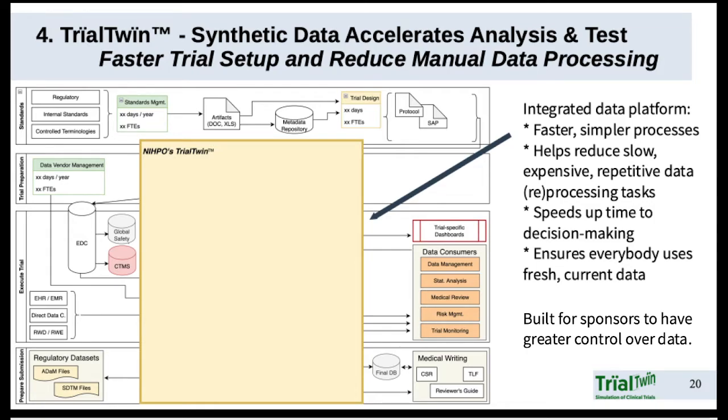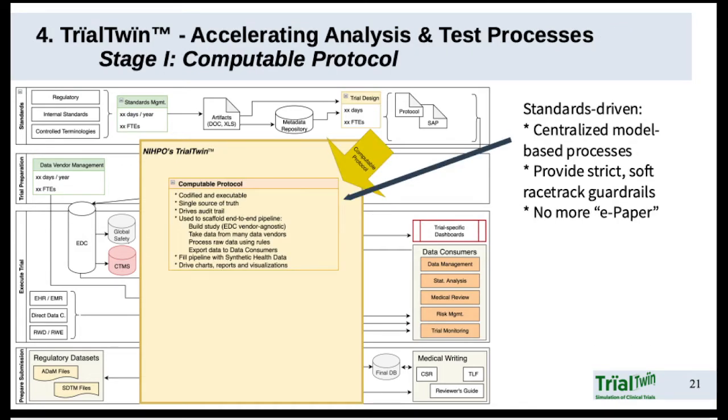It's important to notice that, as I said at the beginning, our goal is to give the sponsor control. Everything we do is geared towards giving sponsor control and giving them the ability to manage the data more effectively, more efficiently. So step one is we start with a computable protocol. What we mean by this is we take the protocol from the sponsor, we programmatically parse everything, and then we use that as the model that we use to build everything else.